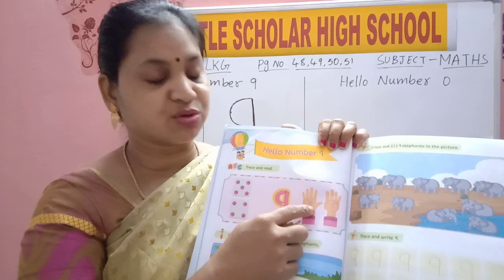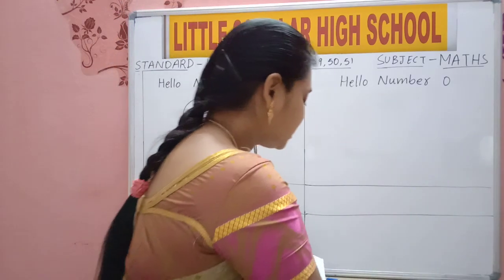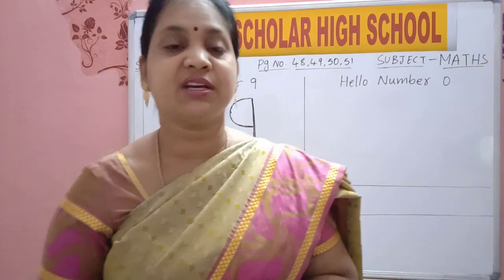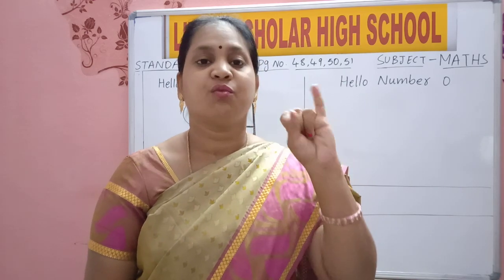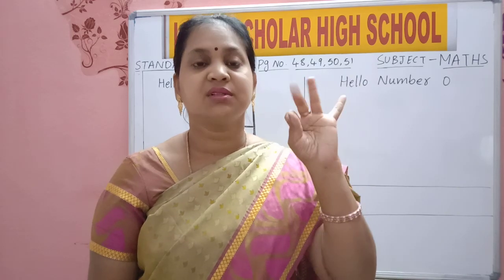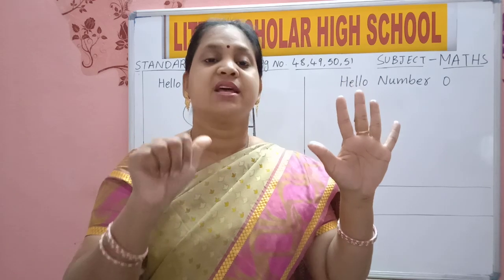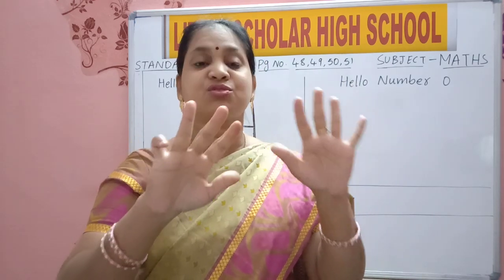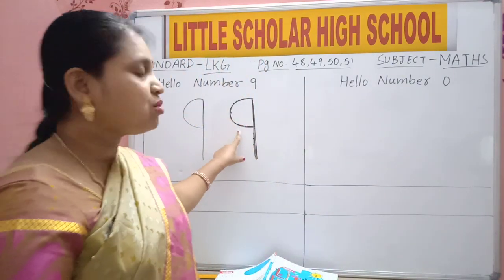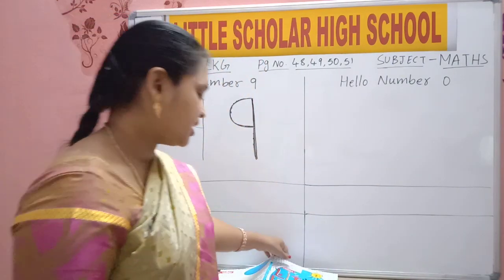So fingers also, no? Just now we counted with fingers. Come on, count again. Open your fingers and count along with me. 1, 2, 3, 4, 5, 6, 7, 8, 9. Yes, so today we are learning number 9. You know now how to write number 9? Yes.